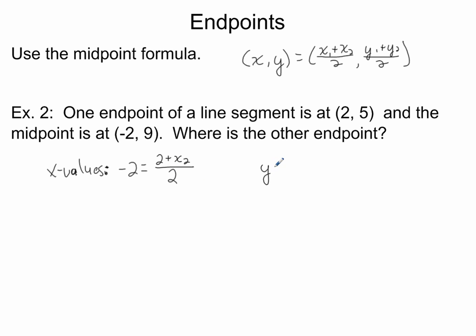For the y values, same deal, except with the y's. So our midpoint, the y value for the midpoint is 9. So that's going to equal the y value for the endpoint, which is 5, plus the other y value for the endpoint, which we don't know, so I'm going to let that be y sub 2, divided by 2. And now we have to solve these equations to figure out the x value and the y value for the endpoint.